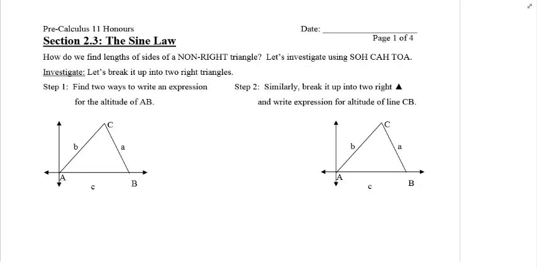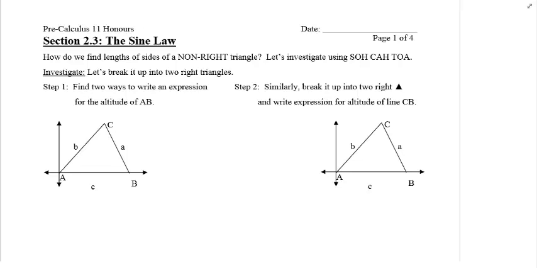Okay, this is section 2.3 of the Pre-Calculus 11 Chapter 2 stuff. We're continuing our studies on trig. This one's probably one of the more difficult sections in this unit. It doesn't get difficult until probably about page 3.